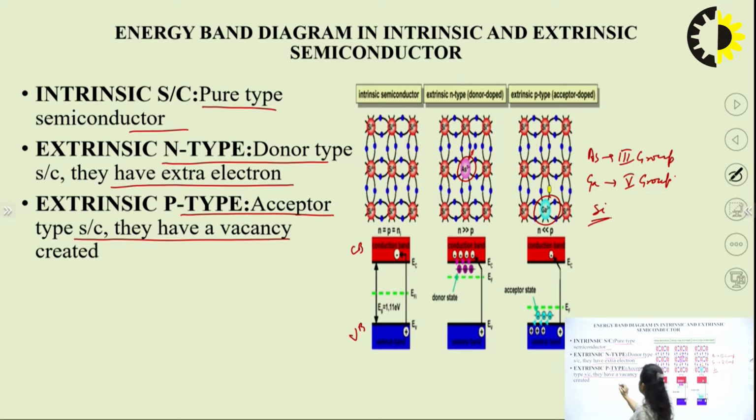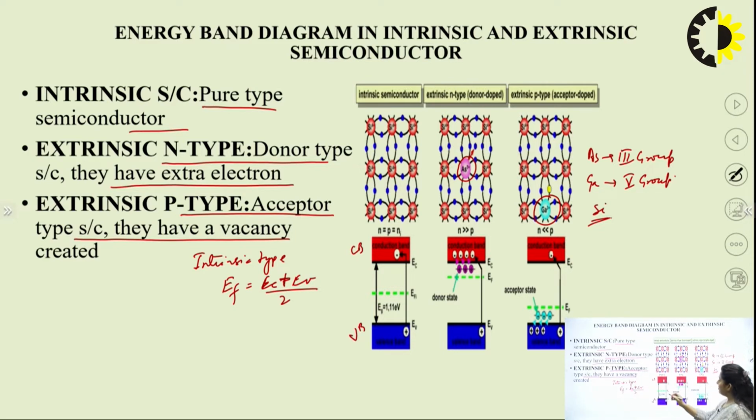So here in the intrinsic type, the Fermi level EF is equivalent to (EC plus EV) by 2. It is midway between EC and EV. So the Fermi level is midway between EC and EV in the case of intrinsic.